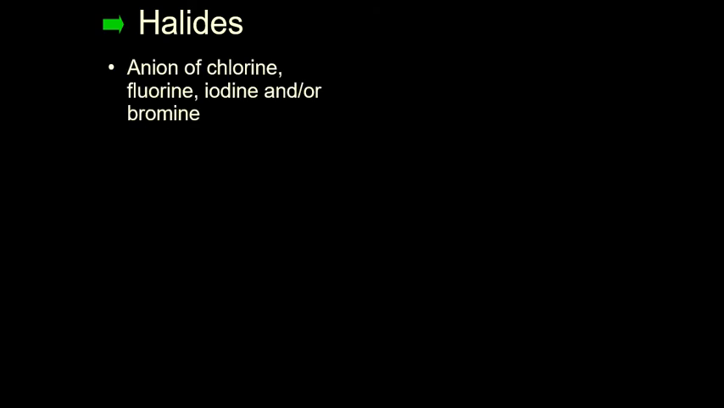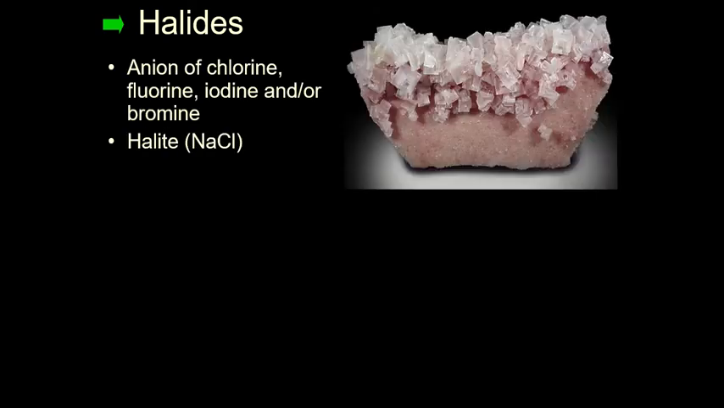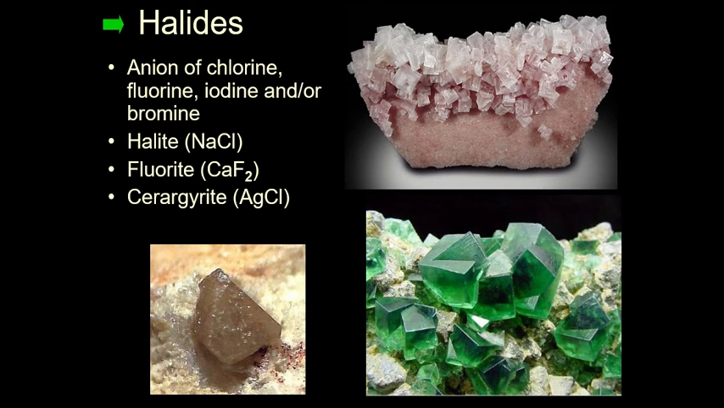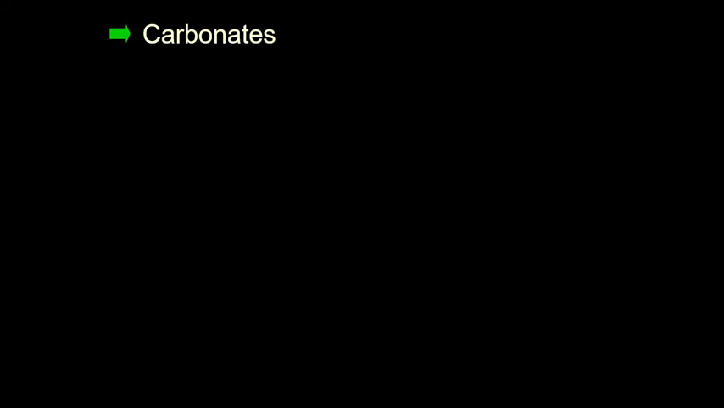Halides are moderately important, have an anion of chlorine, fluorine, iodine, and or bromine. This is important in archaeology more than the archaeology of stuff, shall we say. Salt. Not a lot of things are made of salt. There are things made of fluorite, but they're not very common. Cerargyrite is quite important. It's, again, an important ore of silver. Ag is silver, you see. So moderately important, but not greatly important.